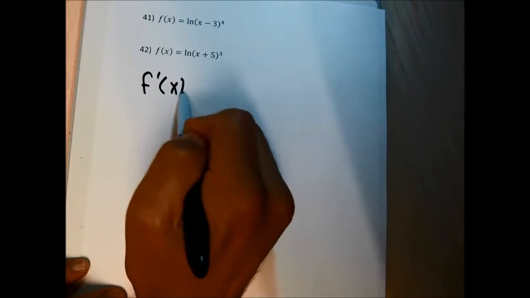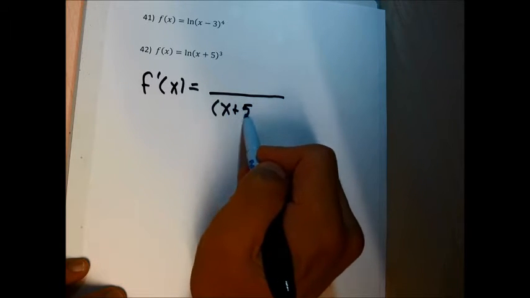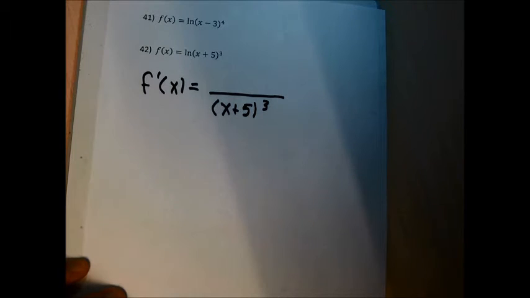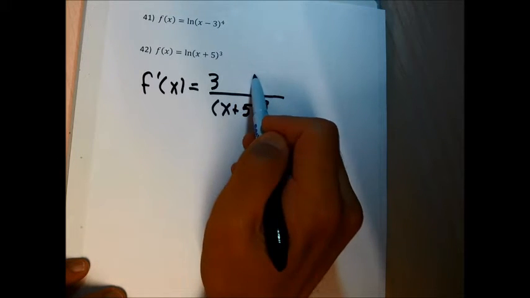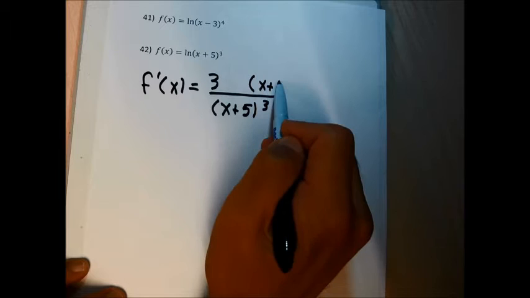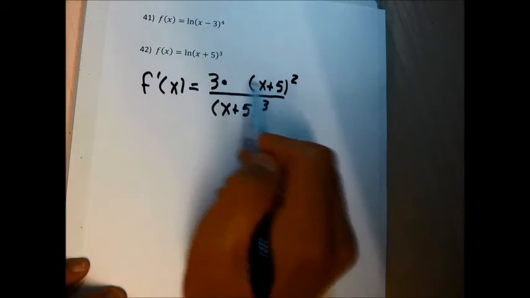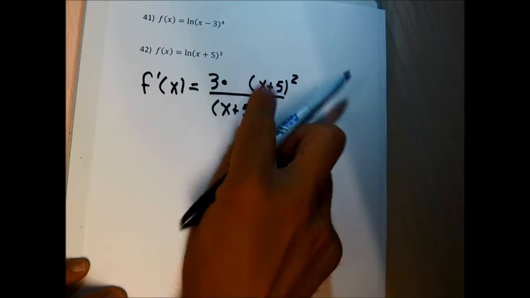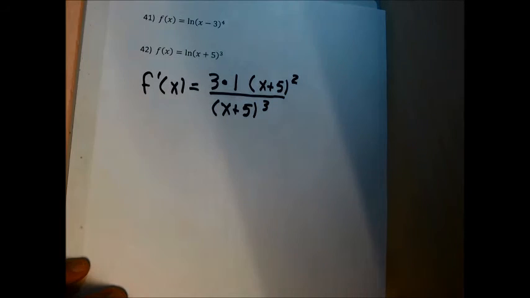42 is an ln, so f prime of x is going to equal, in the denominator, the argument x plus 5 cubed. In the numerator, I need to do the derivative of that x plus 5 cubed, and I'm going to shortcut the chain rule. So I'm going to write the exponent 3, leave myself some room, lower the exponent by 1 to 2, and now I'm going to multiply by the derivative of the inside of the parentheses. The derivative of x is 1, the derivative of 5 is 0, so the derivative of the inside of the parentheses is just 1.